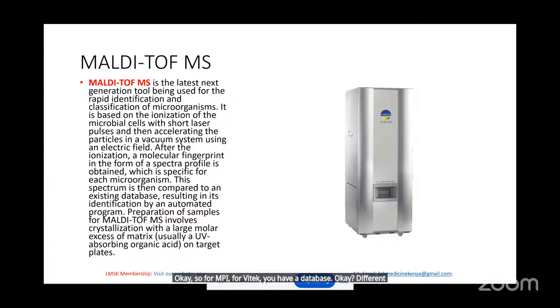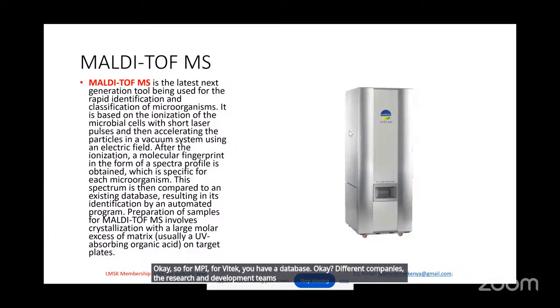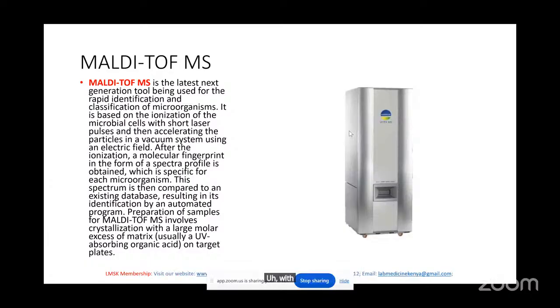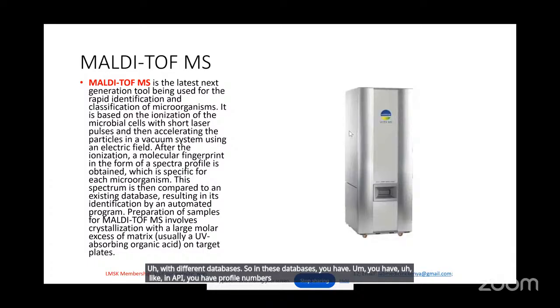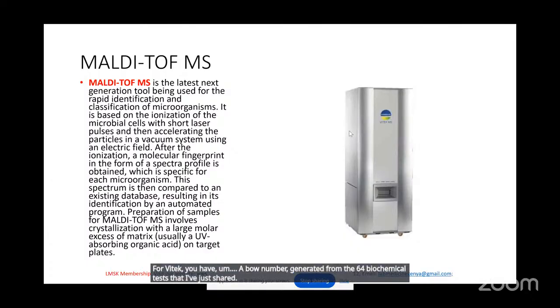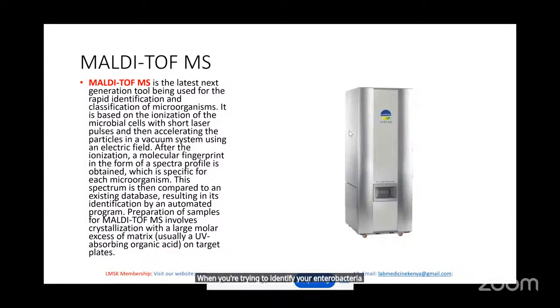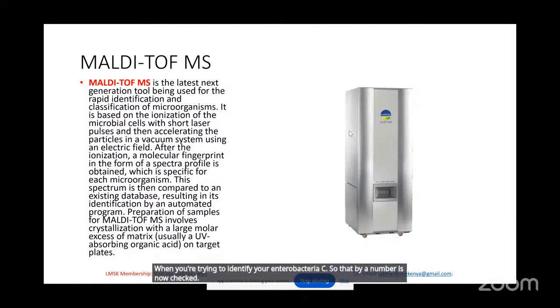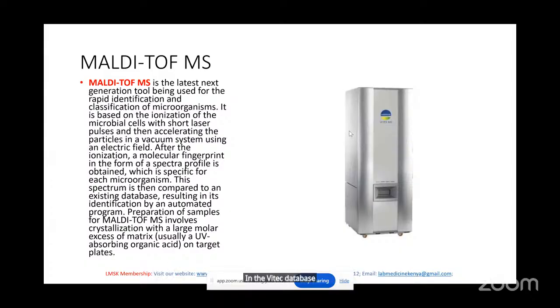Different companies, the research and development teams, come up with different databases. So in these databases, like in API, you have profile numbers that are specifically tagged to an organism. For Vitek, you have a bio number generated from the 64 biochemical tests that I've just shared, when you're trying to identify your Enterobacterales. So that bio number is now checked in the Vitek database for you to come up with a specific ID.